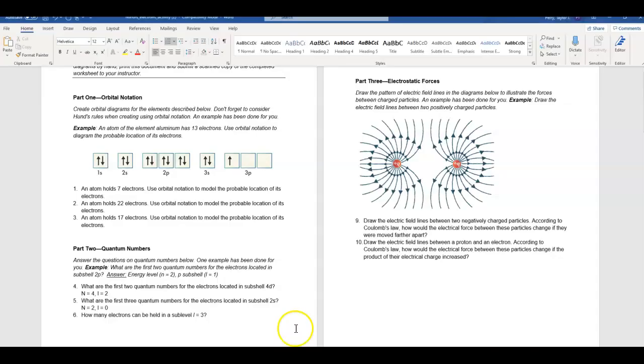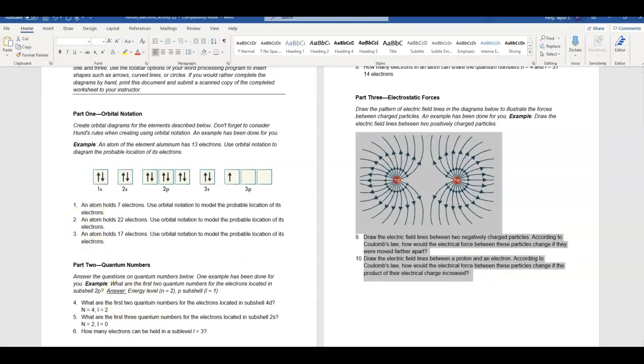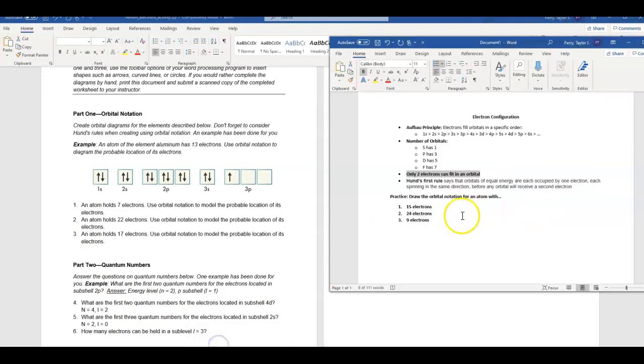Oh, look at that. Question number 10 has that exact question. How would the electrical force between these particles change if the product of their electrical charge increased? So for part 3, you should be able to figure that out. For part 2, we went through it together, and for part 1, I went through that entire tutorial. That should really help you out.